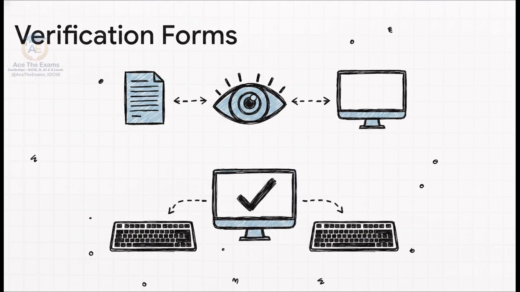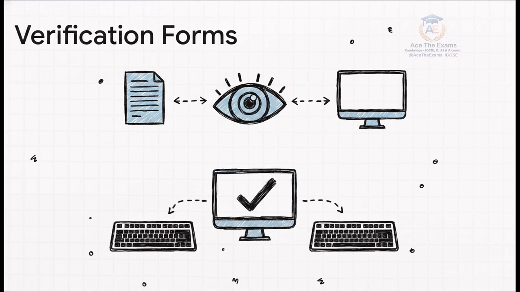There are 2 specific forms of verification you need to know. First is the visual check. This is a totally manual process completed by the person inputting the data. Once the data is typed in, you literally look at the computer screen, then look back down at the original paper document and visually verify that they match.